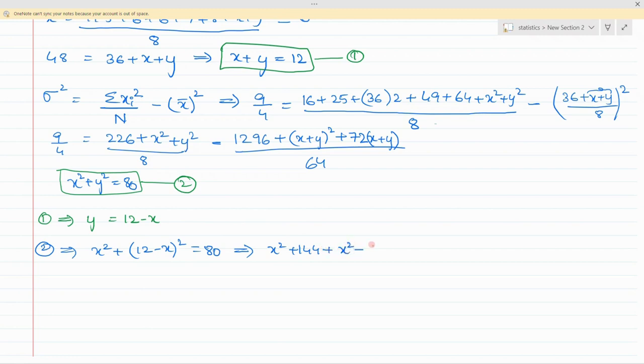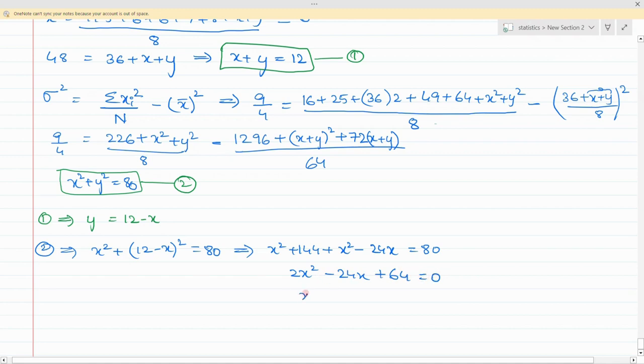plus x square minus 24x is equal to 80, and from here we can write it as 2x square minus 24x plus 64 is equal to 0. And if we divide it by 2, we'll get the equation as x square minus 12x plus 32 is equal to 0, and from here we'll get two factors, that is x minus 8 and x minus 4 is equal to 0. So there are two values of x which are possible, that is 8 and 4.